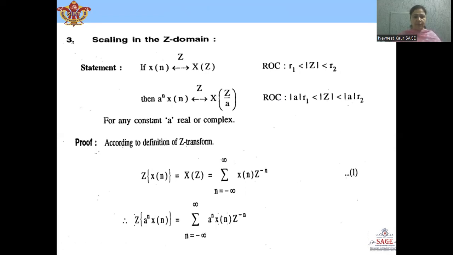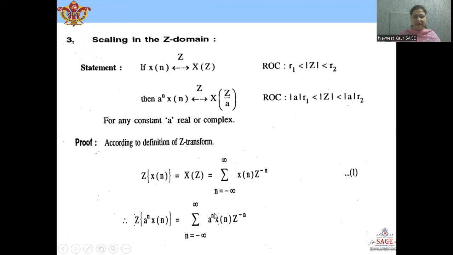Now coming to the proof of this property, I'll start with the left hand side, which is the z transform of a raised to power n x(n). First I'll write the basic formula for the z transform of x(n), which is X(z) is equal to summation n is equal to minus infinity to infinity x(n) z raised to power minus n. Now instead of the signal, I'll write the signal for which I want to find the z transform, which is a raised to power n x(n) z raised to power minus n.